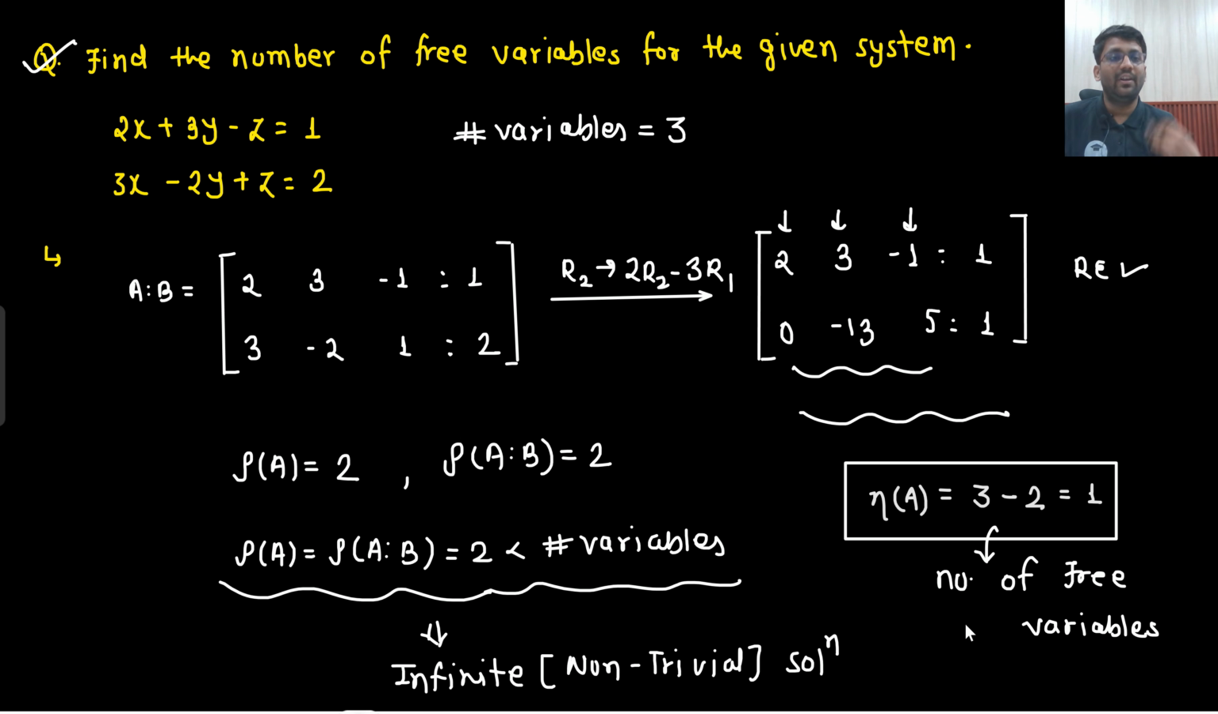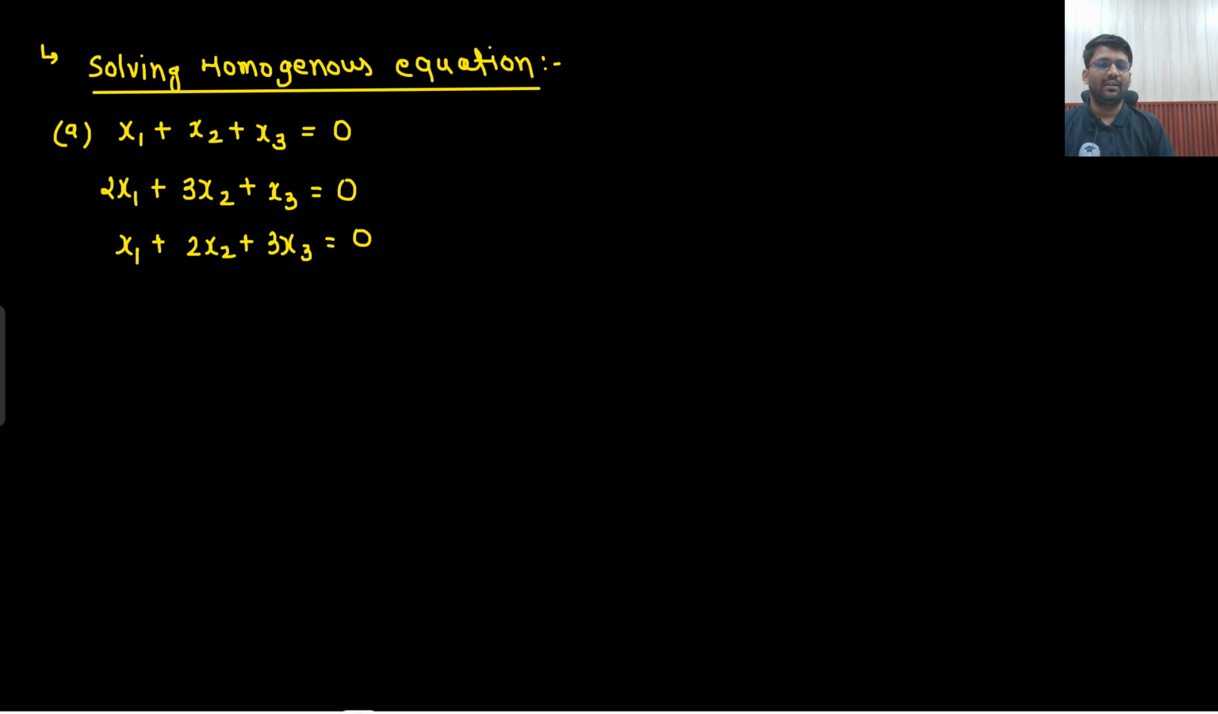Now someone would ask how many free variables are there. So for that you will calculate the nullity of A. Nullity of A means the total number of variables, or you can say total number of columns in A, that will be 3 minus the rank. Rank is 2, so the answer is 1. There you go. Understandable? Now we will understand about homogeneous equations.